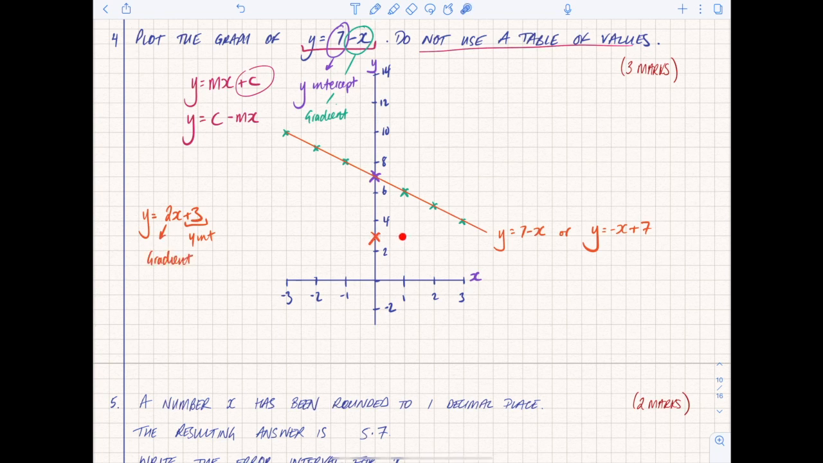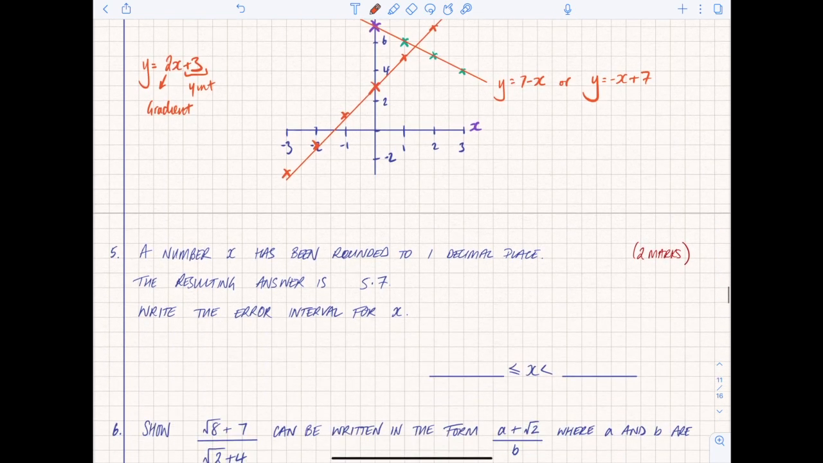So I'd go across 1, so always across 1. And this time, because my gradient is plus 2, I go up 2. So I then put my point here, across 1, up 2, across 1, up 2. Run out of space there, so I go the other way. So this time, I go back 1, down 2, back 1, down 2, back 1, down 2. So that would be my line for y equals 2x plus 3. Okay, so that's how you plot a graph without using the table of values.